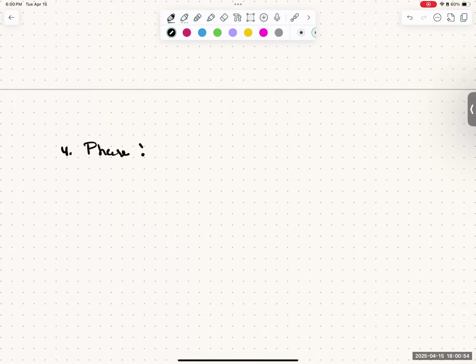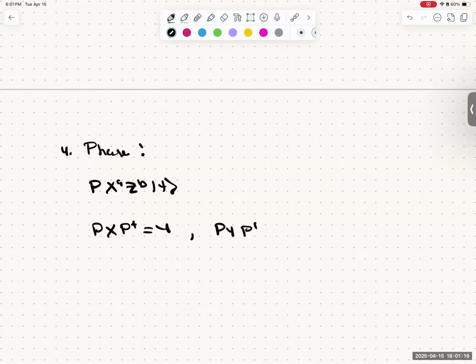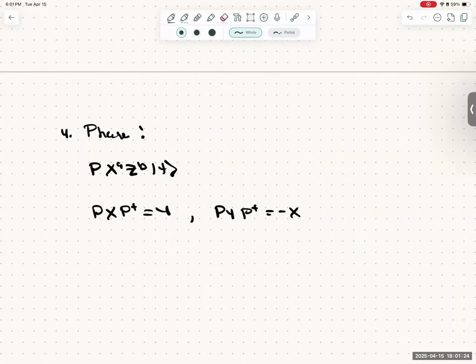For the phase gate, we have that P is applied to X_A Z_B acting on psi. So we want to sort of conjugate these through. There's this part, yeah, P X P dagger equals Y, whereas P Y P dagger equals minus X. So if you want to conjugate this through, and also that P, the phase gate, is diagonal, so P Z P dagger is equal to Z.